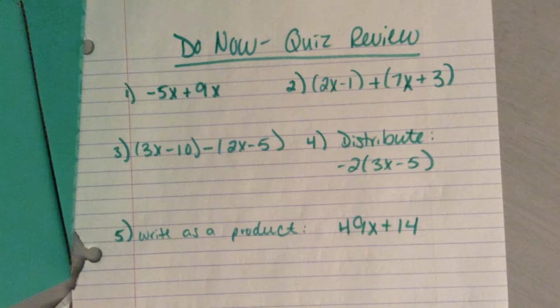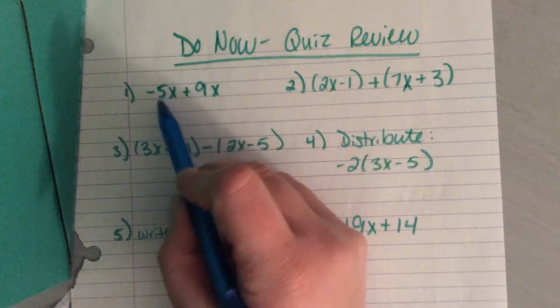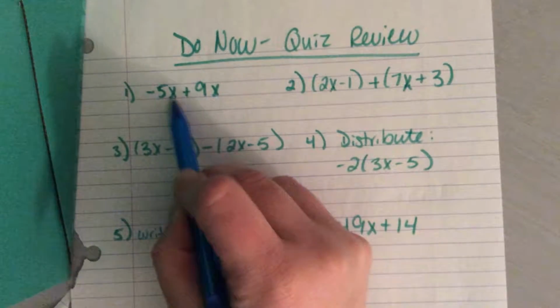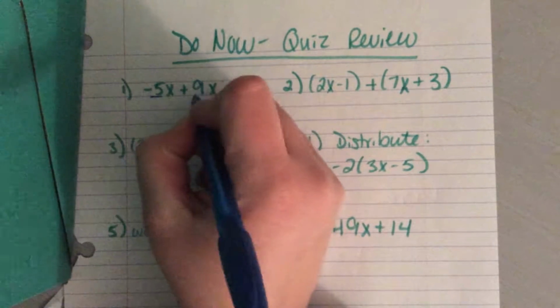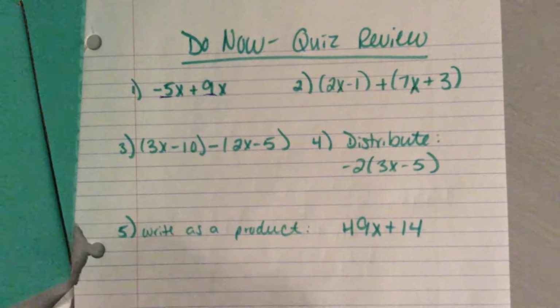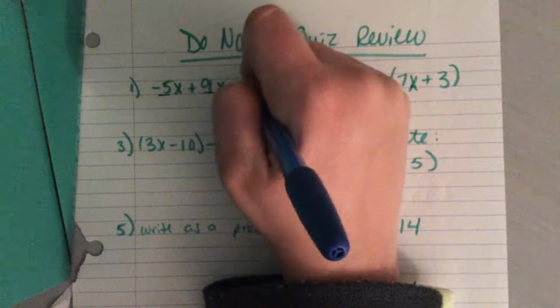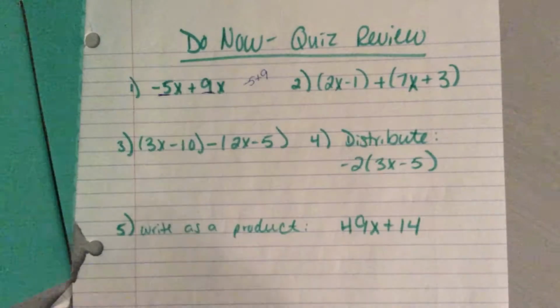So number one, we have here to combine like terms, okay? So both of these are like terms. It's negative 5x plus 9x. So all you're going to do here is add your coefficient. So add your numbers in front. So we end up doing negative 5 plus 9.